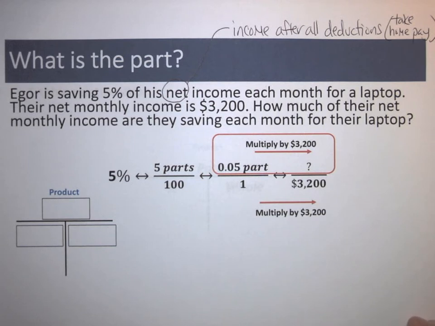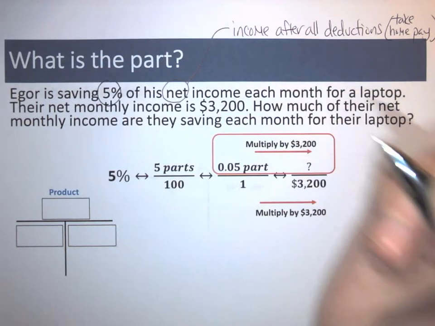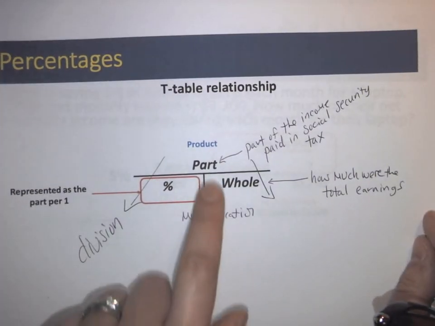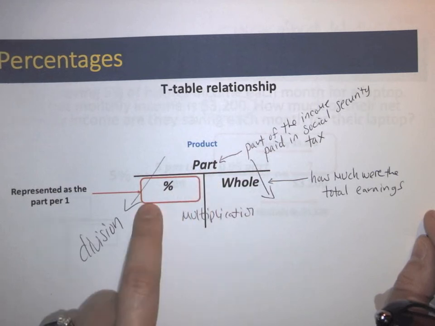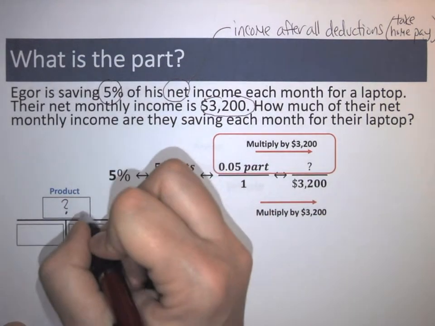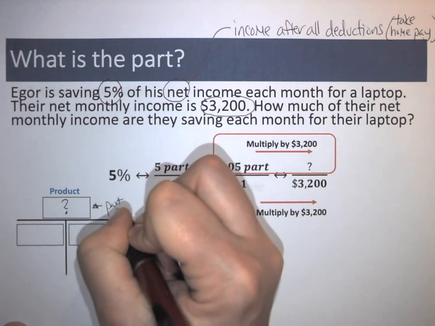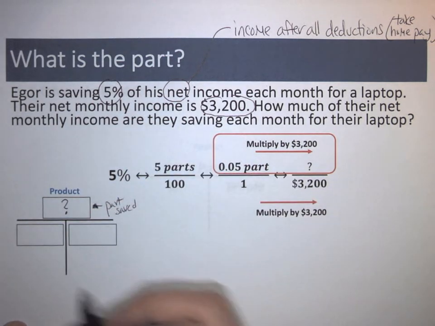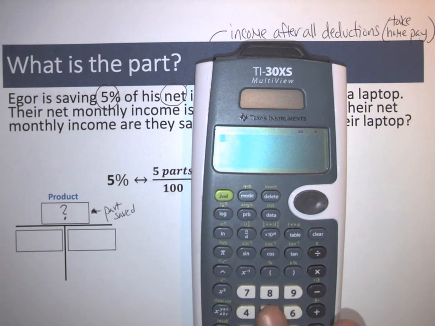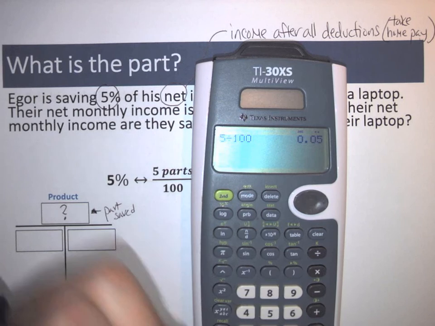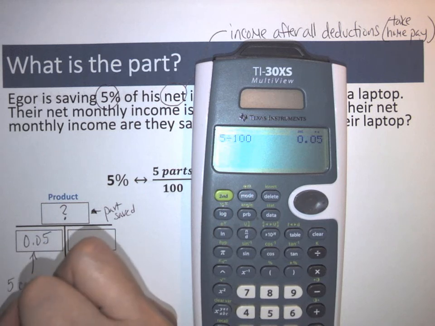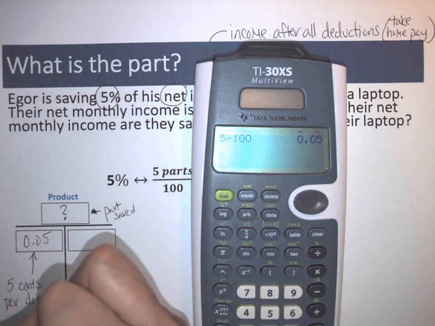So let's see, what do we know? We know the percentage, and we know total income. So if we look back at the T-table relationships that we have here, we're looking for the part that Igor's saving. We know the percentage, and we know the whole. So right now, this is the part we're looking for, and that'll be the part saved. And we know that the percentage is 5%, and we're going to show that instead of parts out of 100, we're going to show that as parts out of $1. So I'm going to take the 5 and divide it by 100, and that's 0.05, which means that Igor is saving 5 cents per dollar for the laptop.